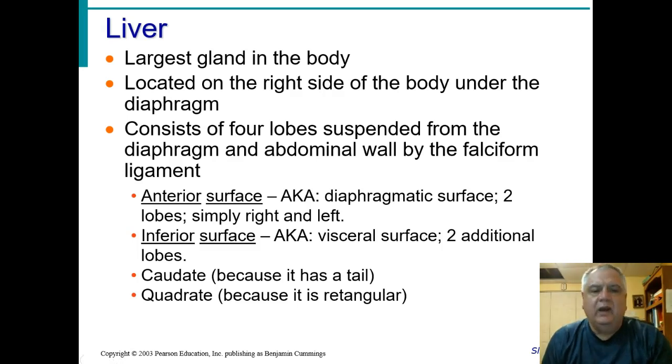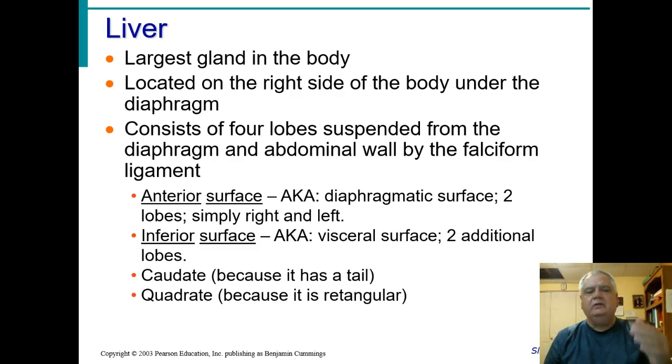Now, next up, we have the inferior surface of the liver. This is also known as the visceral surface because it's going to face all of those visceral organs in the abdominal region. The inferior surface, or the visceral surface, has 2 additional lobes to take the total lobes to 4. These 2 additional lobes are the caudate lobe because it appears to have a tail. Caudate means tail. And the quadrate lobe because it's more rectangular in appearance.